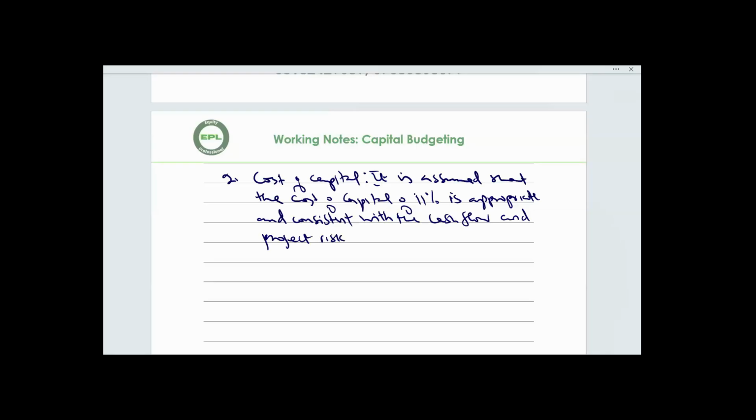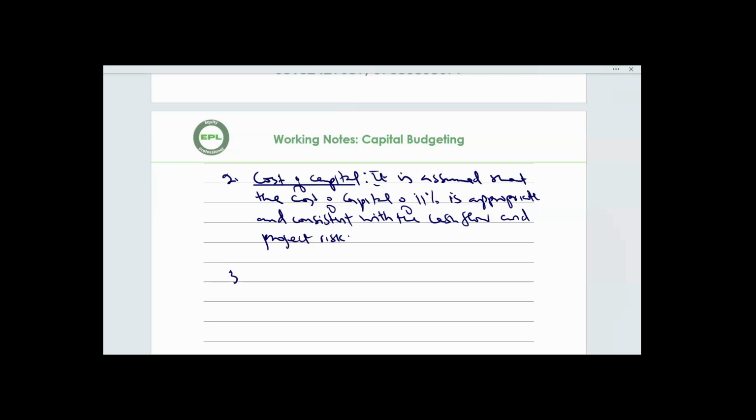What do I mean by this? We are given real cost of capital, and we have converted that real cost of capital to money cost of capital, so that it will be consistent with the money cash flow that we have calculated. So our assumption here is that this cost of capital of 11% is appropriate and consistent with the cash flow, money cost of capital for money cash flow. Not only that, the cost of capital is also in consonance with the project risk. It aligns with the project risk. So that's our assumption with that.